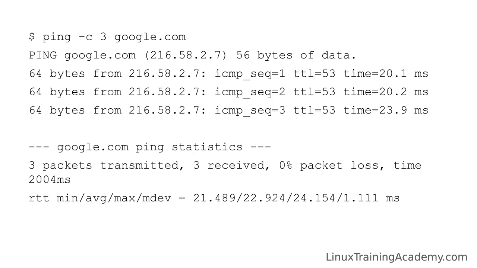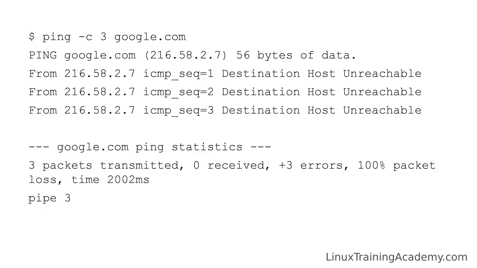You'll also notice that each packet has a time associated with it. In this example, the first reply was received in 20 milliseconds, as was the second packet. The third reply took 23.9 milliseconds. You'll see a summary of this activity on the last line in the output. RTT stands for round trip time. Here's an example where no replies were received. You'll see that 100% packet loss is reported. This means that there is no connectivity between this host and google.com.